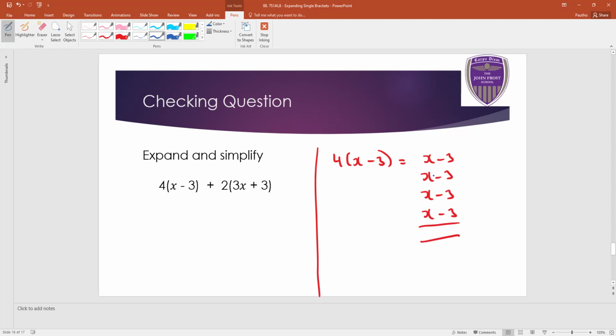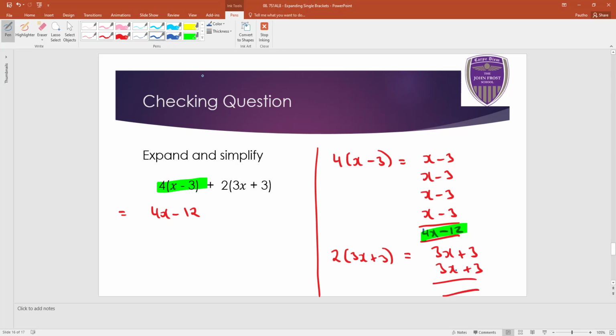And if you add these together or combine them, minus 3, minus 6, minus 9, minus 12. And then x add x add x add x is 4x. So this first bracket expands to 4x minus 12. That is this bit here. And this left-hand bracket, 2 times 3x plus 3, well, this just means two lots of the bracket. So I'll write it out twice. And if you combine the like terms here, that's definitely 6. 3 times 2 is 6. Oh, and 3x and 3x is also 6x. So you get 6x plus 6, this yellow bit here.